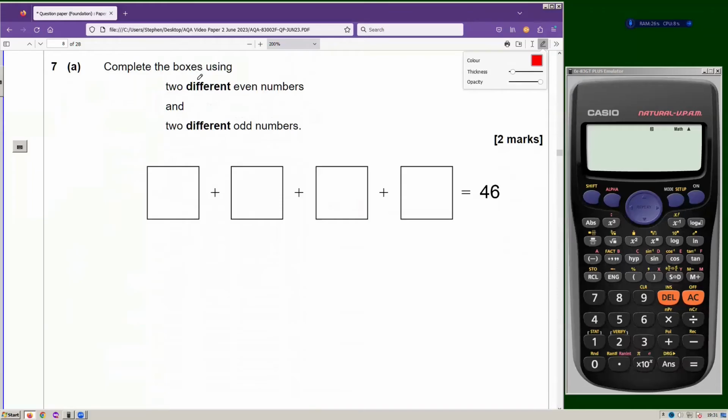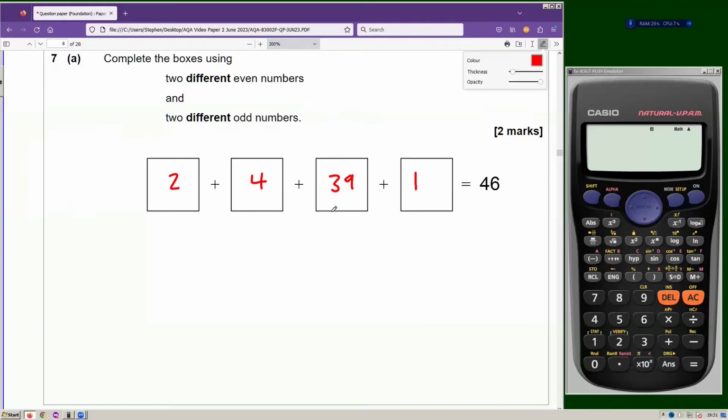Complete the boxes using 2 different even numbers and 2 different odd numbers. Okay, they're all added together. So I think we'll pick 2 even ones to make the 6. Let's go for 2 and 4. That gives us 6, so we're left with 40. We've got to go 2 different odd numbers, because when we add 2 odd numbers together, we're going to get even, and 40 is even. So we could just go 39 and 1. I think that's it.